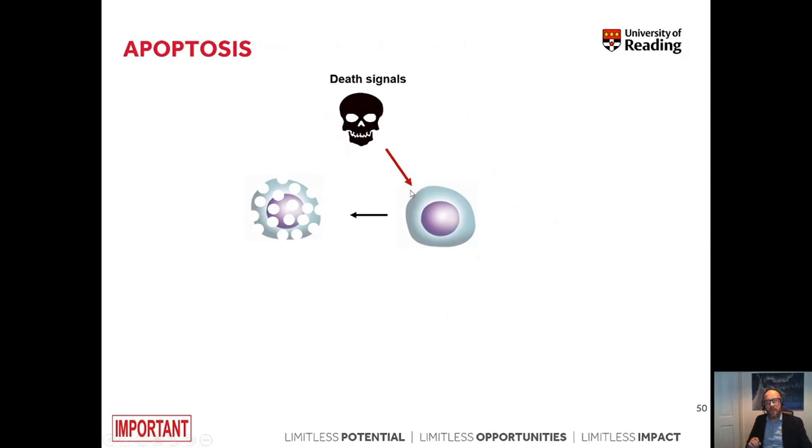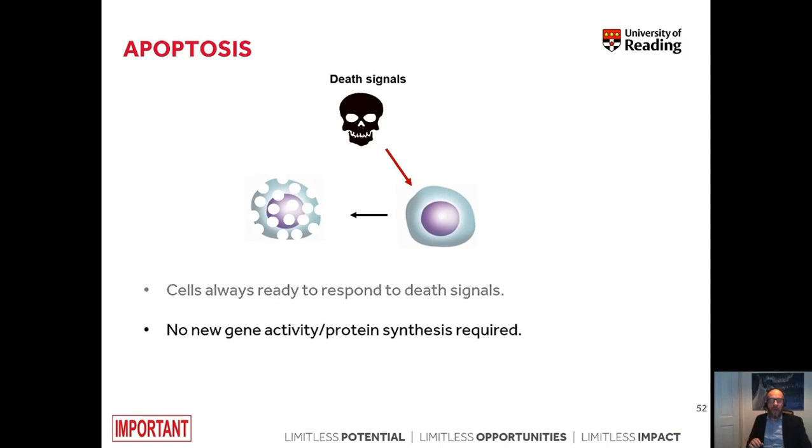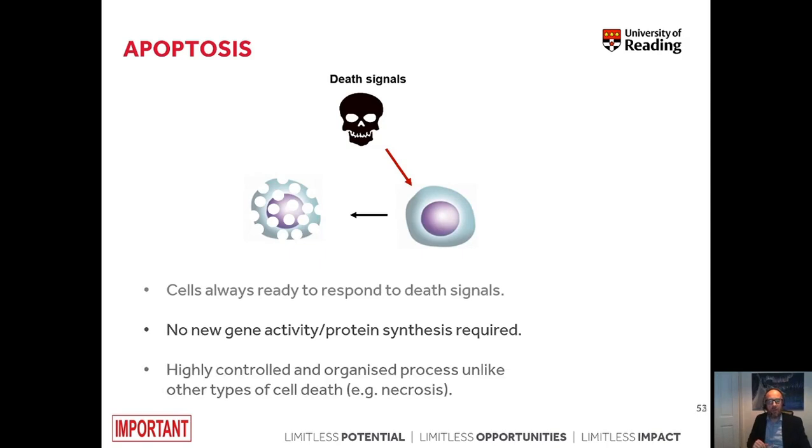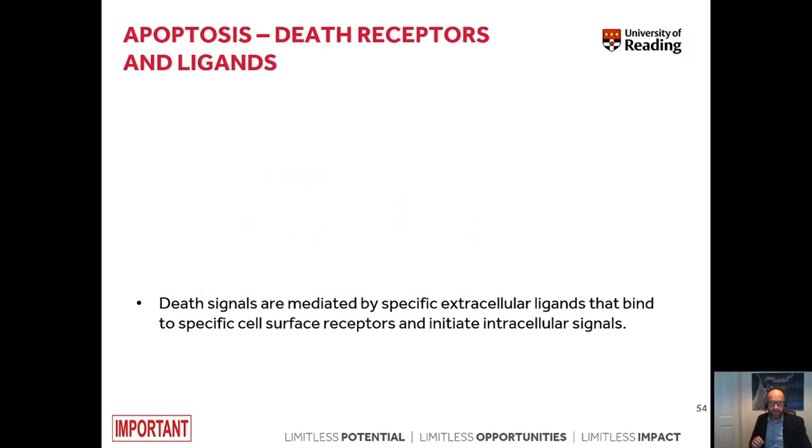So, if death signals are received by the cell, apoptosis can take place fairly quickly. This is because our cells are always ready to respond to death signals. Apoptosis is also fairly quick because no new gene activity or protein synthesis is required. This mechanism is highly controlled and organized, unlike other types of cell death, for example necrosis. But we are going to be looking at necrosis in our lecture dedicated to cell death.